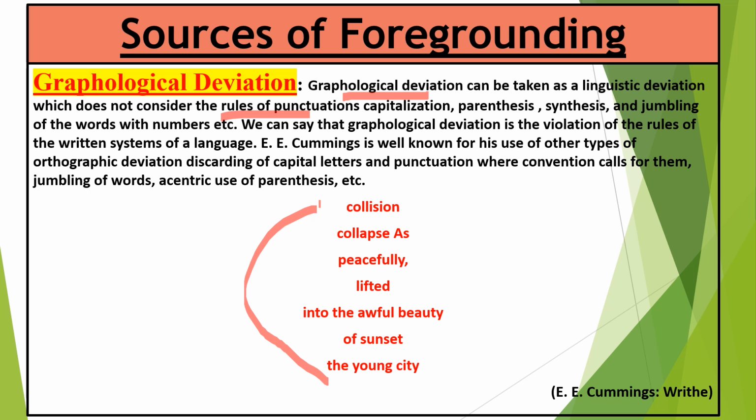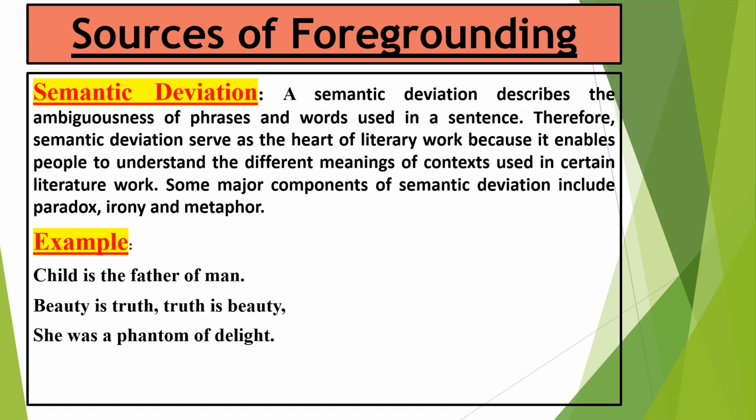First of all, we have to start the poetic text or any verse with a capital letter, but he hasn't done that. After that, he needs to use a comma, colon, something like that, but again he hasn't done that. "Collision, collapse, as." This word has to be shortened, but he has capitalized it, and does not use small letters over here. "Peacefully lifted into the awful beauty of sunset, the young city." So in this example, you have found a number of graphological deviations, and you could memorize it for your exams as well. Semantic deviation describes the ambiguity of phrases.